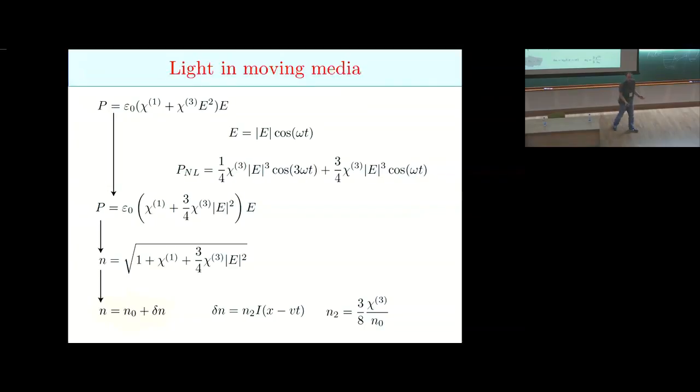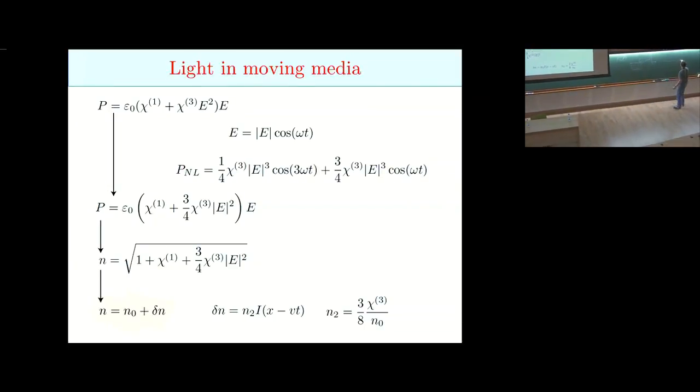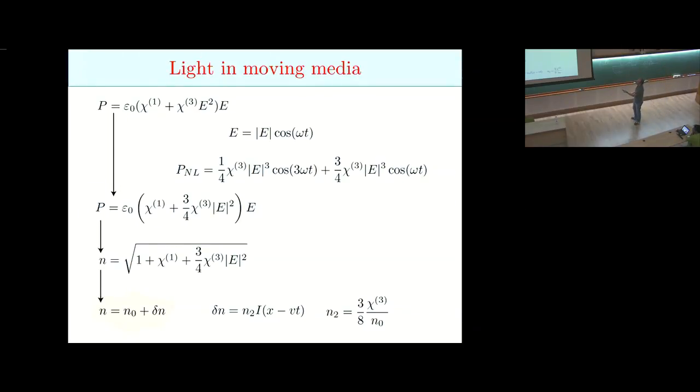Okay, and typically I'll have a pulse of light, which will have some envelope, and then there'll be the electrical field oscillating underneath it. Essentially what I've done is, by throwing away this term here, I've thrown away the fast oscillation, and all I'm keeping is the envelope.